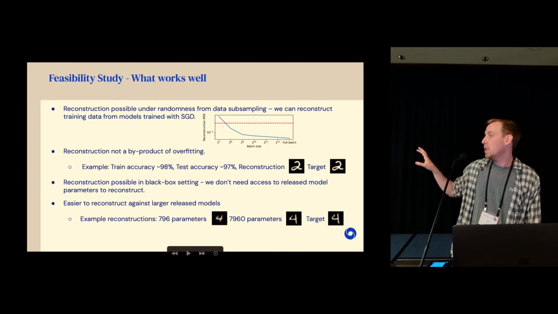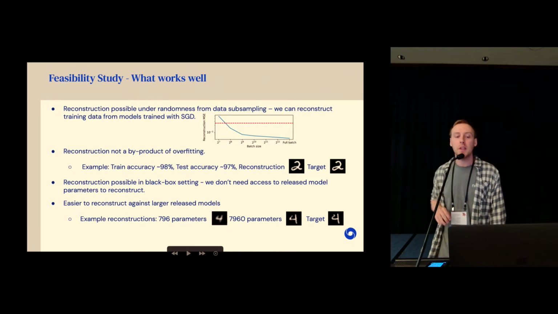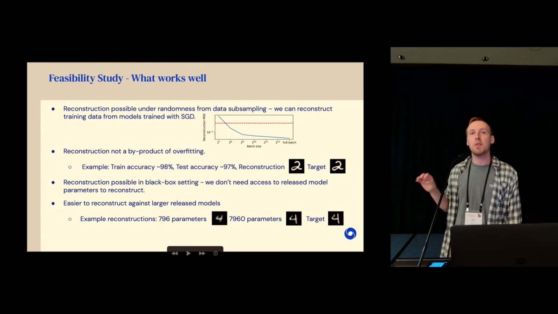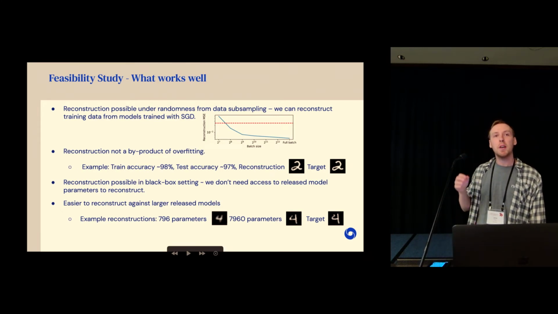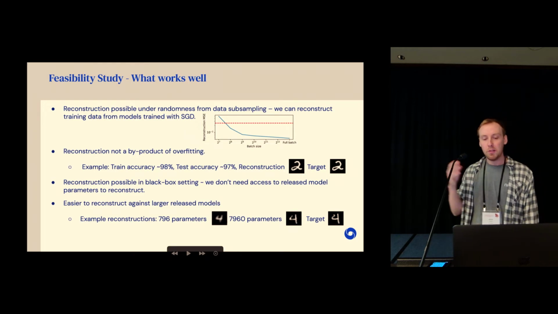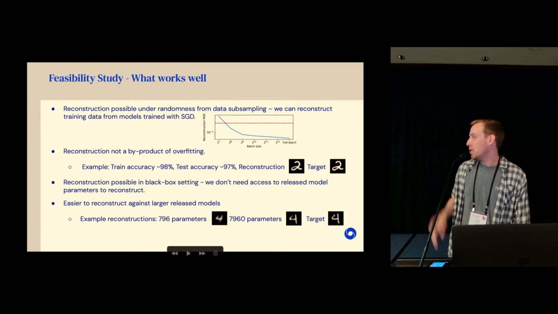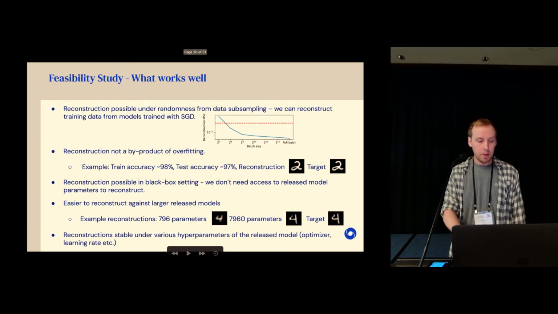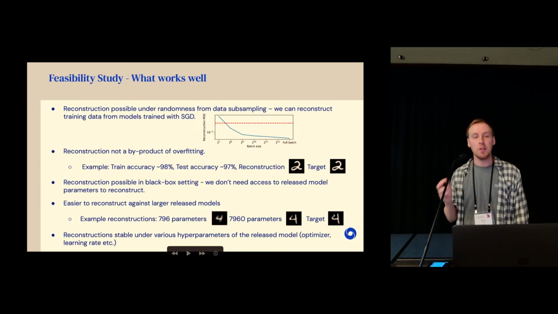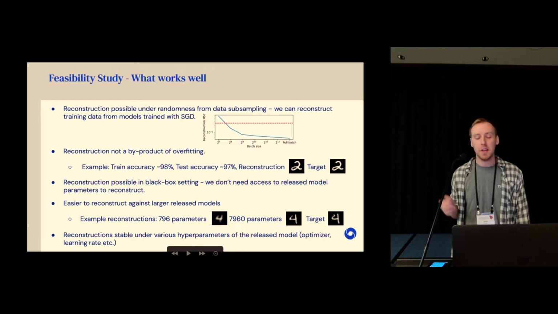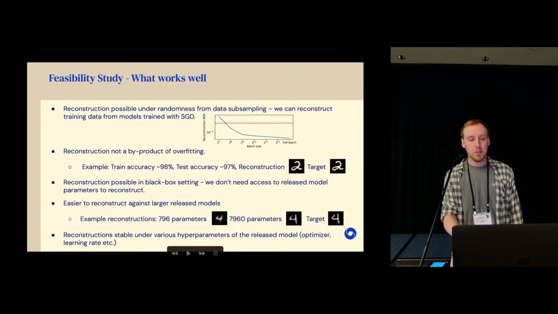There's a release model that only had about 800 parameters, and the reconstruction doesn't look great, although we are leaking the label. If you increase the number of parameters by 10 times, the reconstructions become very good. And finally, these reconstructions are very stable under various choices of learning hyperparameters. The choice of optimizer or learning rate or things like that don't really affect these reconstructions.